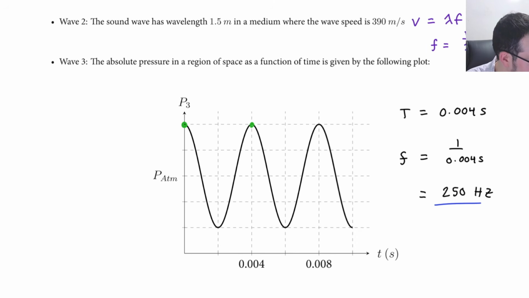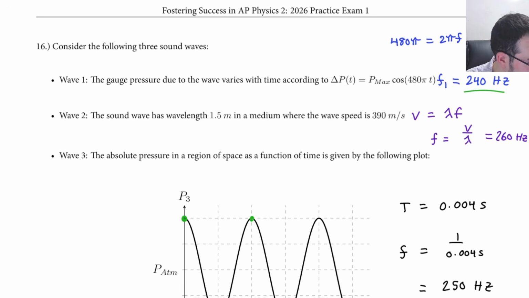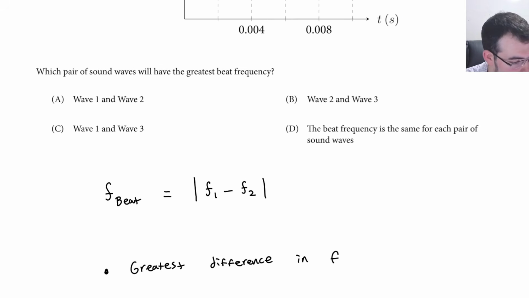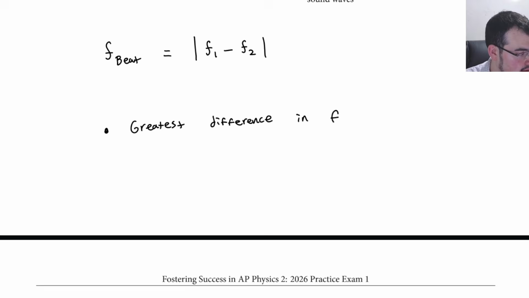All right, so we have 250, 240, and 260. So the difference is the greatest between 1 and 2. Because that difference was 20 hertz, 1 and 3 was 10 hertz, and 2 and 3 was also 10 hertz. 3-star, not because anything was challenging, but because it was a lot of things.